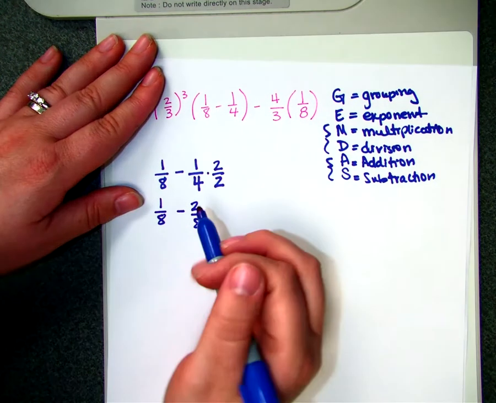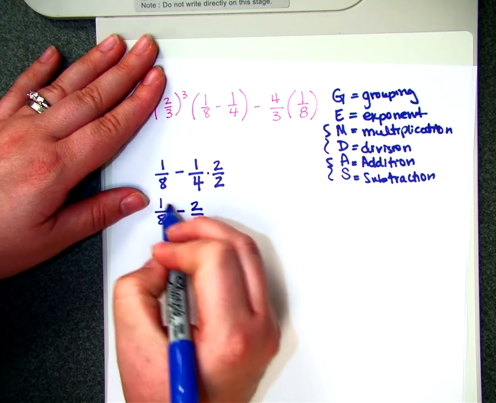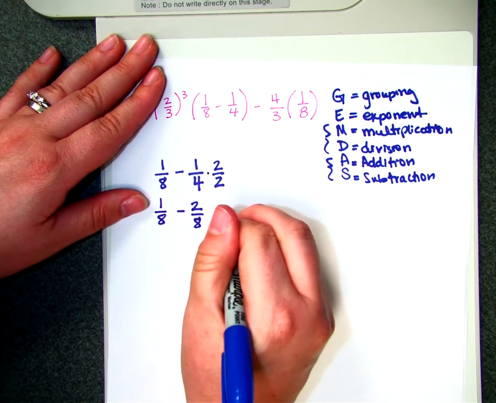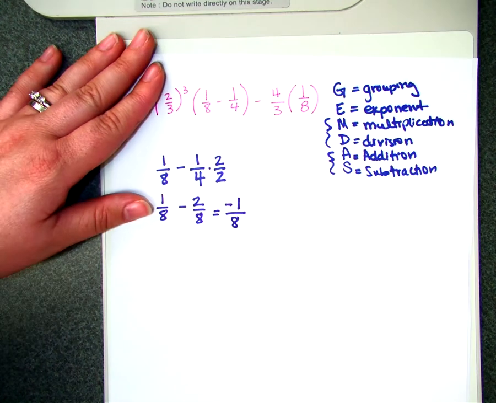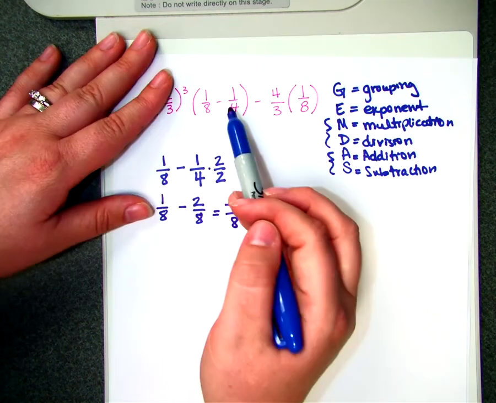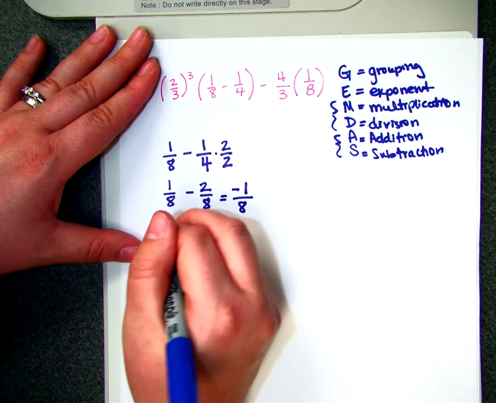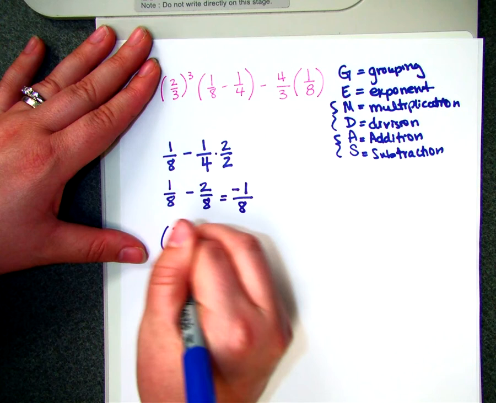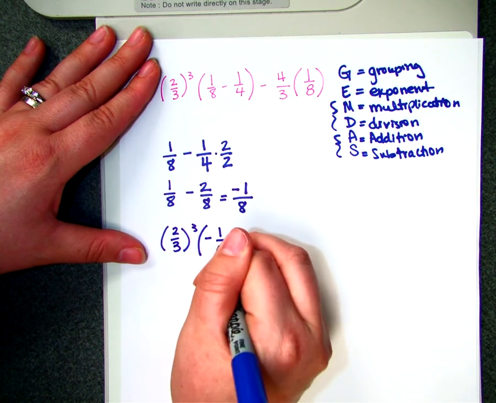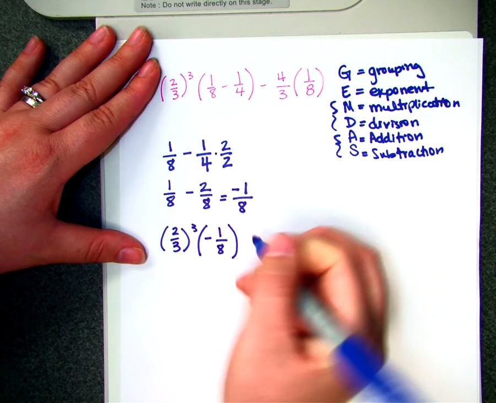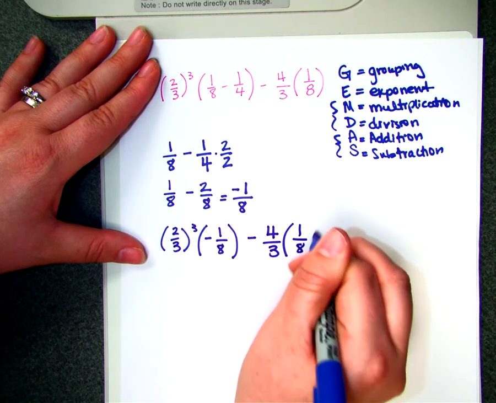And to subtract or add fractions, we just add or subtract the numerators. So 1 minus 2 is a -1, and then the denominator stays the same. So 1/8 minus 1/4 has now become -1/8. I'm going to rewrite my problem, simplifying that set of parentheses. So it becomes -1/8 minus 4 over 3 times 1/8.